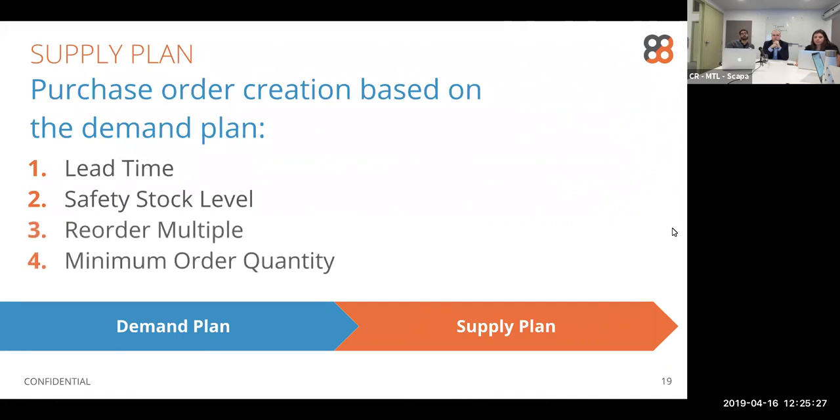Something called reorder multiple. Certain vendors allow you to order only a certain multiple. So for example, I'm only allowed to order a multiple of 100, so 100, 200, 300. This is good information to have in your system, it just facilitates the process of supply plan, so you can generate your orders automatically rather than entering them manually in the system, as well as minimum order quantity. This is good for two reasons. First, some vendors don't allow you to order less than a minimum quantity, for example, minimum 1,000 units. So I have to order that, even though I just need 500 for now.